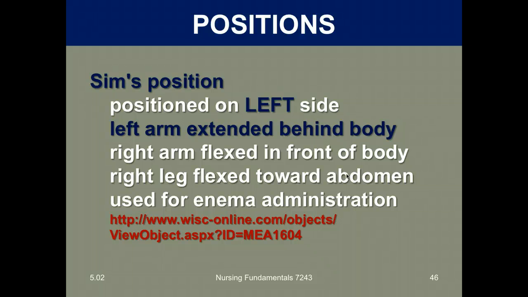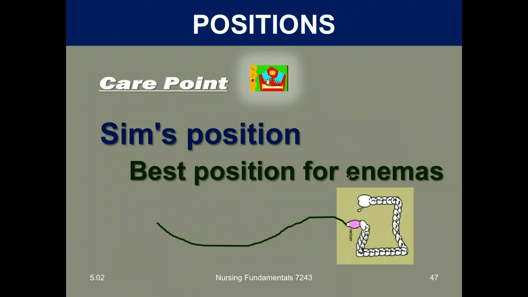Sims position, you are positioned on your left side, your left arm is extended behind your body, the right arm is flexed in front of the body, the right leg is flexed towards the abdomen, and this is actually used for enema administration. So the Sims position is the best position for enemas.